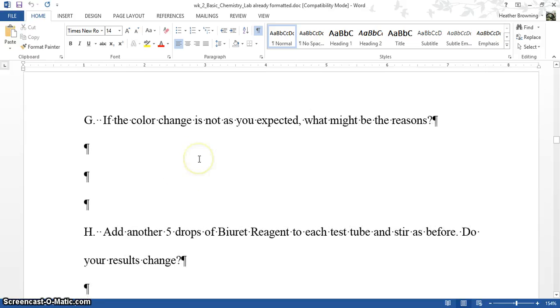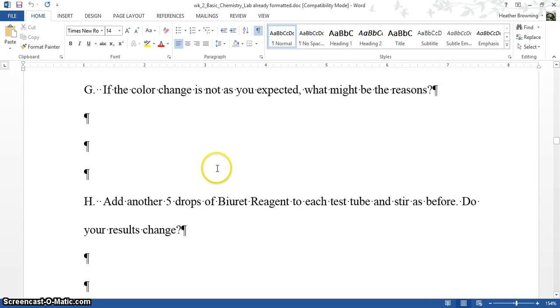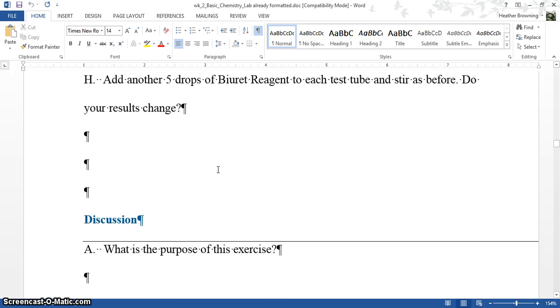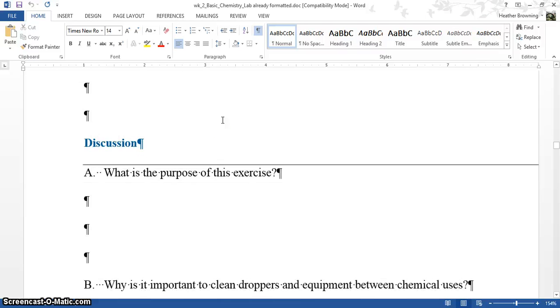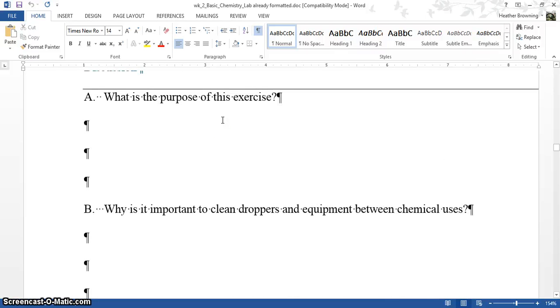What's the conclusion? Did the color change as you expected, or not as you expected? Why? Add some more of it. See what happens. Explain, right? Well, just see what happens. And then the discussion is like, what was the purpose of this? Probably to look and see if there is a protein in it.